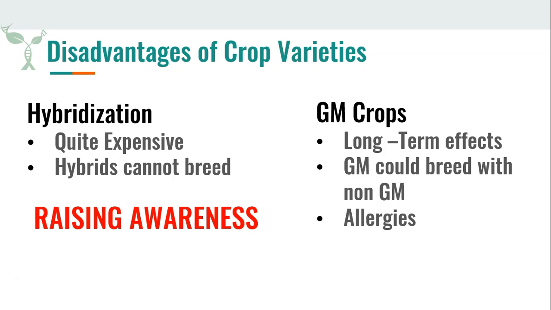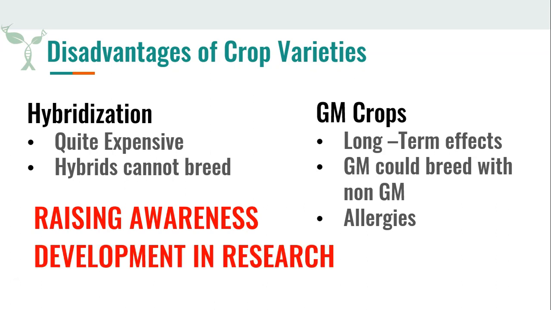Firstly, raising awareness. So we should obviously raise awareness about the problem of GM crops, and we could try to reduce it, or even in case some people have allergies, we can inform them so that they will be tolerated. And two is development in research. So if we develop our research, maybe we can come up with a way so that these GM crops could prevent these long-term effects and they could not affect the ecosystem. And we can even do development in research so that we can make them more healthy.